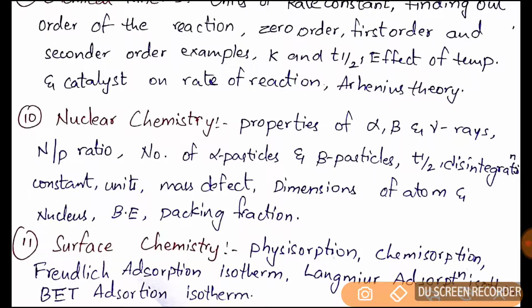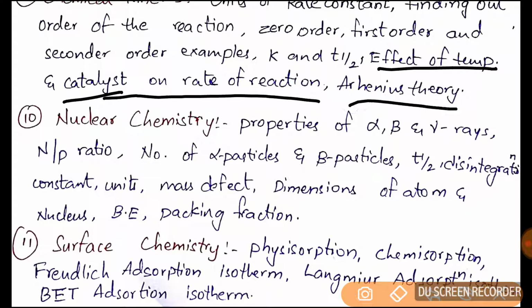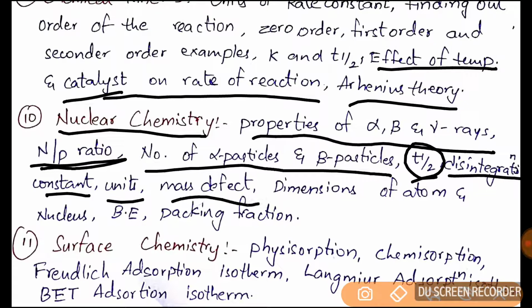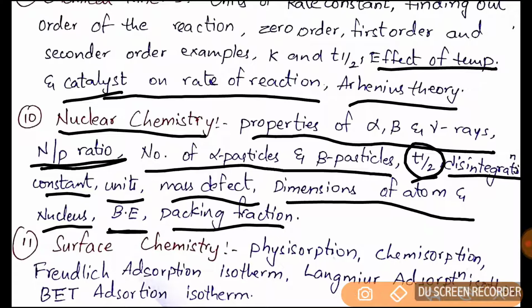Yep. And the effect of temperature and catalyst on rate of reaction, Arrhenius theory. So these are the important areas from chemical kinetics. And then comes nuclear chemistry. In nuclear chemistry: properties of alpha, beta, gamma rays, N by P ratio, finding out the N by P ratio, number of alpha particles and beta particles, T half, disintegration constant, units, mass defect, dimensions of atom and nucleus, binding energy, packing fraction. So this is different from solid state packing fraction, guys. So these both are very different.